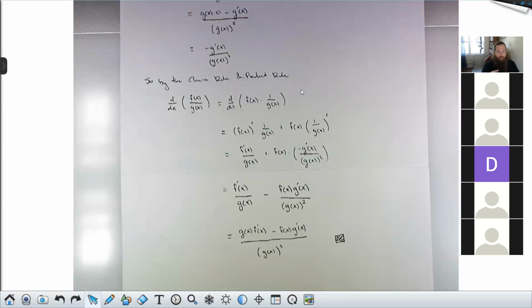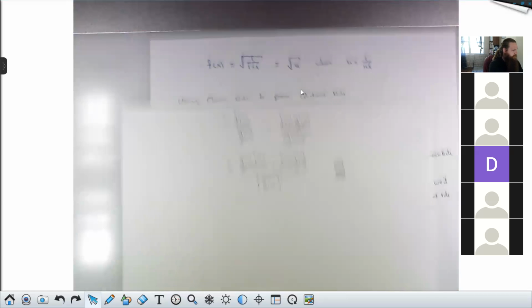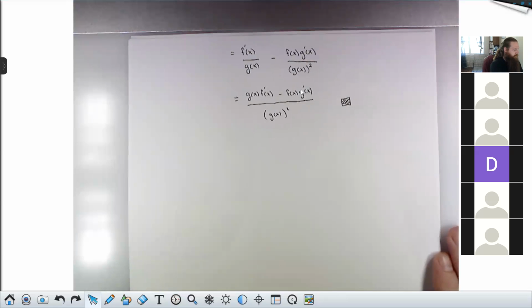So anything you could differentiate with the quotient rule, you could differentiate using a combination of chain and product rules instead. Specific things I would deal with this way are reciprocal functions, right? Anything of the form 1 over g of x, we really don't want to mess around with the quotient rule there. It's just more work than it's worth.